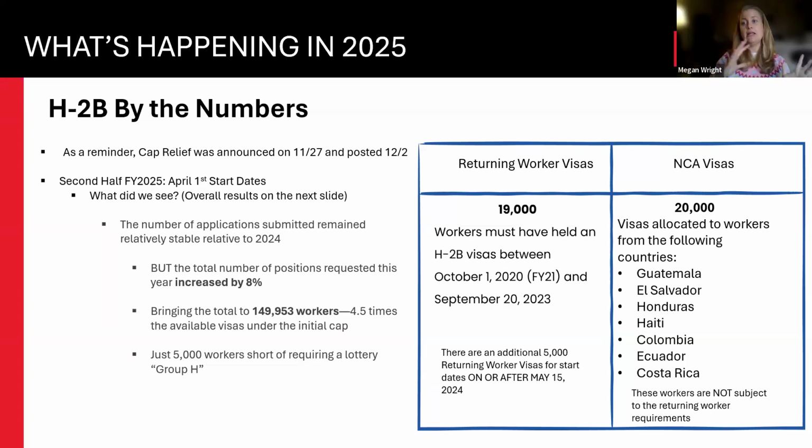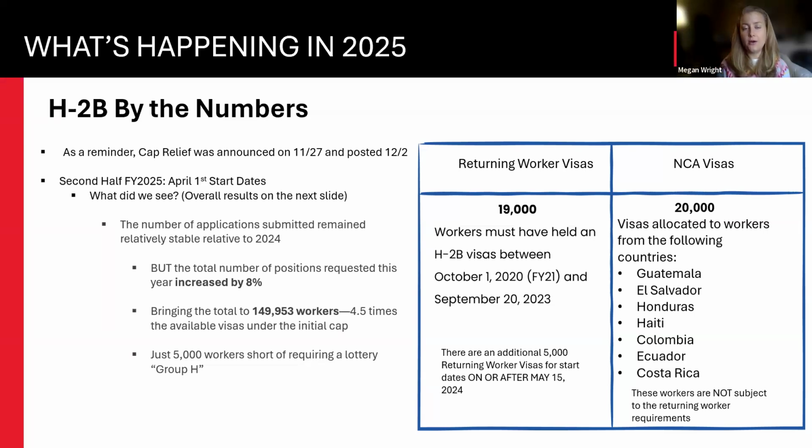25 dates. Now we're taking a look at the second half, meaning again, from a paperwork perspective, we're already looking at April 1st dates and beyond. And so from those results, we've got 19,000 returning worker visas to work with. And at this point, we've gone through about 5,000-ish NCA visas, so about 15,000 of those remaining.